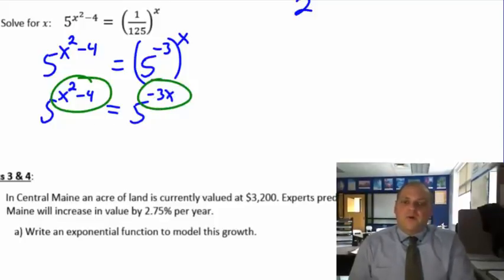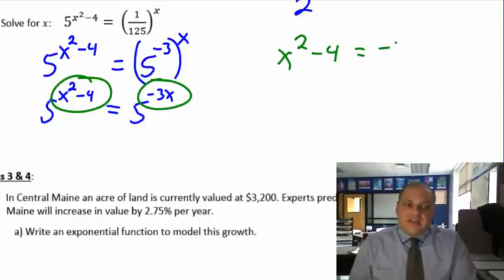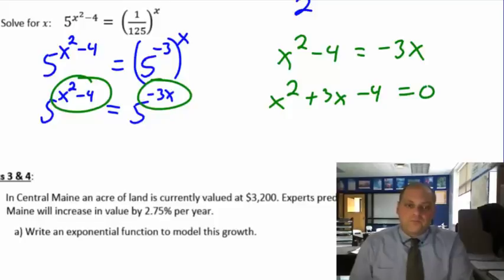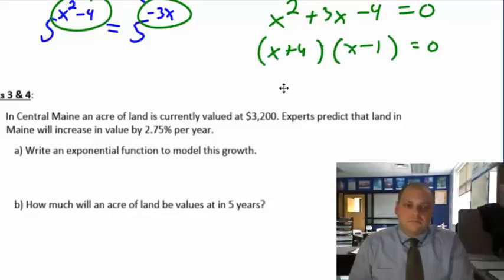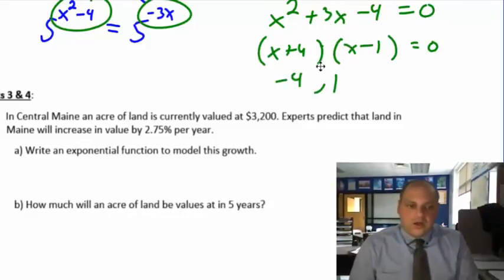So I'm going to set my exponents equal to each other. X squared minus 4 equals negative 3x. X squared plus 3x minus 4 equals 0. Factor. Negative 4 and 1. Okay?